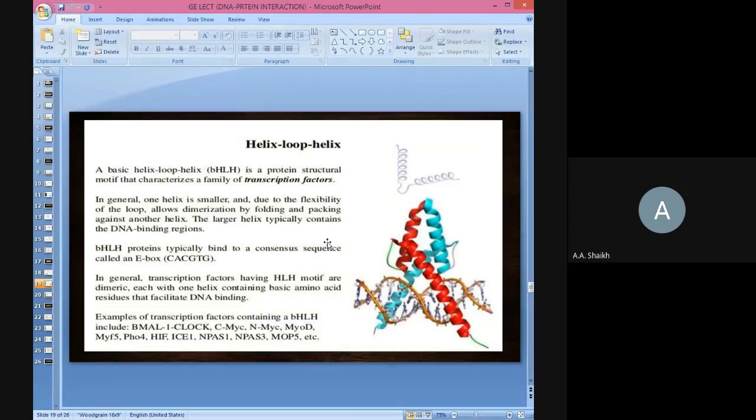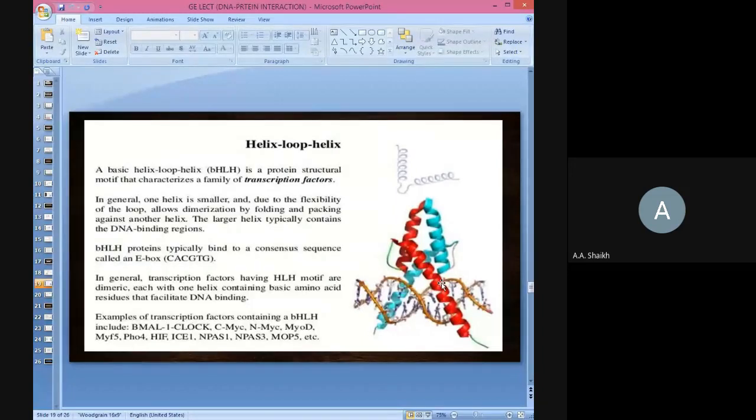So this is how the helix loop helix and the leucine zippers interact with, or attach to, a DNA molecule or the major groove region of the DNA. Similarly, the leucine zipper is also going to interact in this case, and also this helix loop helix.